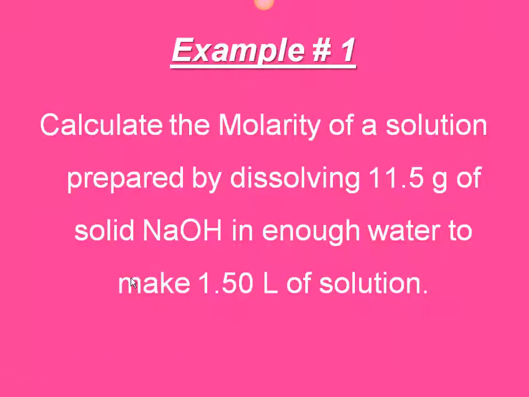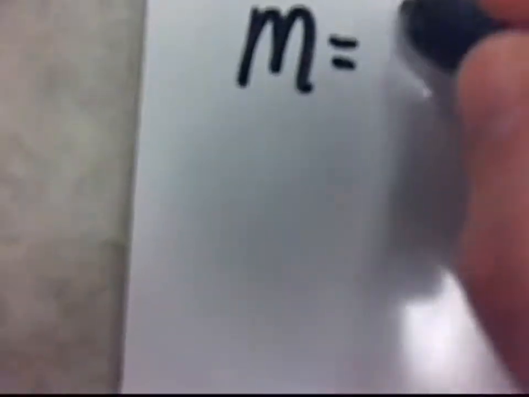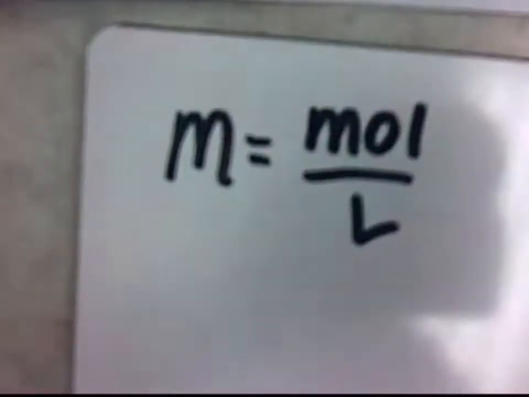Alright, so now we're ready to get into the examples. We're going to do the first example for molarity, which is: calculate the molarity of a solution prepared by dissolving 11.5 grams of solid NaOH in enough water to make a 1.50 liter solution. So we're going to use our big M equals moles over liter equation.